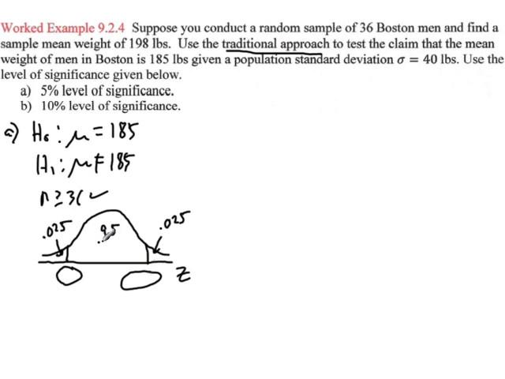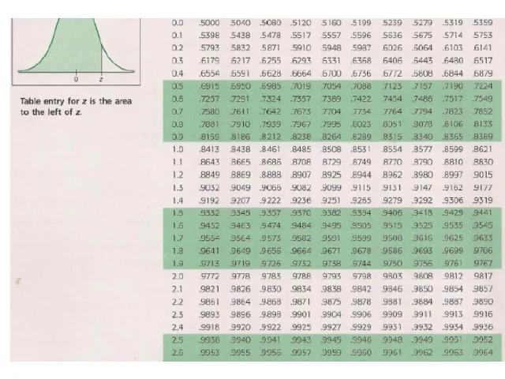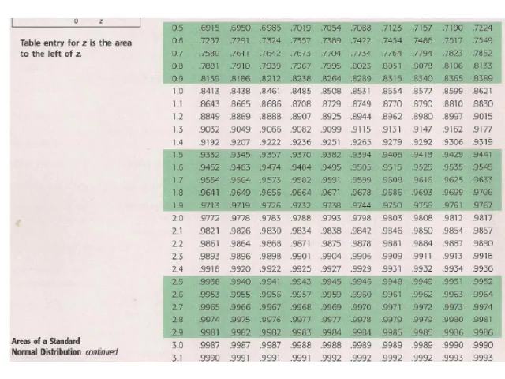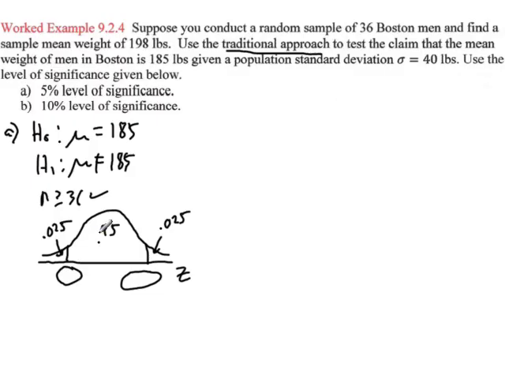So I like looking up the 0.95 on our shortcut. Doing so, we find 1.96 to be our criticals. So we get negative 1.96 on the left, positive 1.96 on the right.